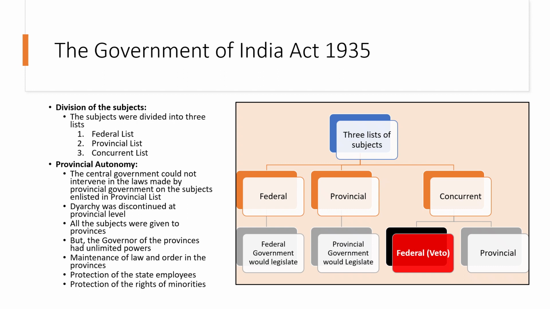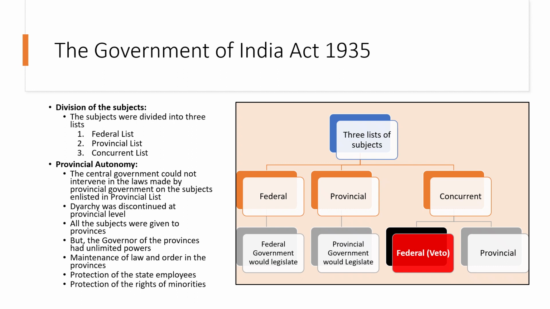Alright, and the provincial list was given to provinces, and it was decided that provinces would be legislating and executing these subjects. So the federal government cannot intervene in the subjects given to the provincial government. Alright, so these two lists were explicit and there was no confusion in that.